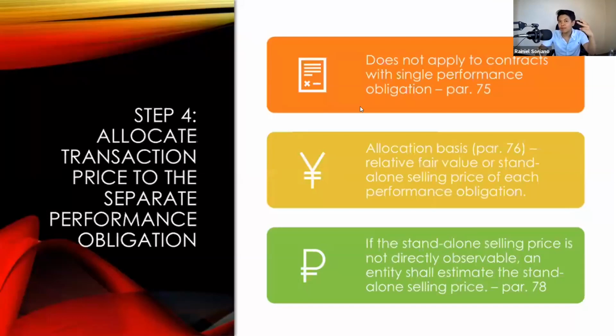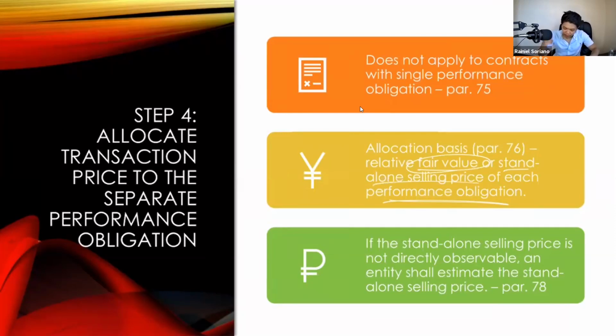Alright? So if we have 2 or more performance obligations, we should allocate the transaction price to the separate performance obligations. Okay? So here, according to paragraph 76, the allocation basis will be the relative fair value, or what we call the standalone selling price, of each performance obligation. Once again, before a performance obligation can be considered as separate, it must be distinct. And masasabi natin na distinct if we can sell it separately.